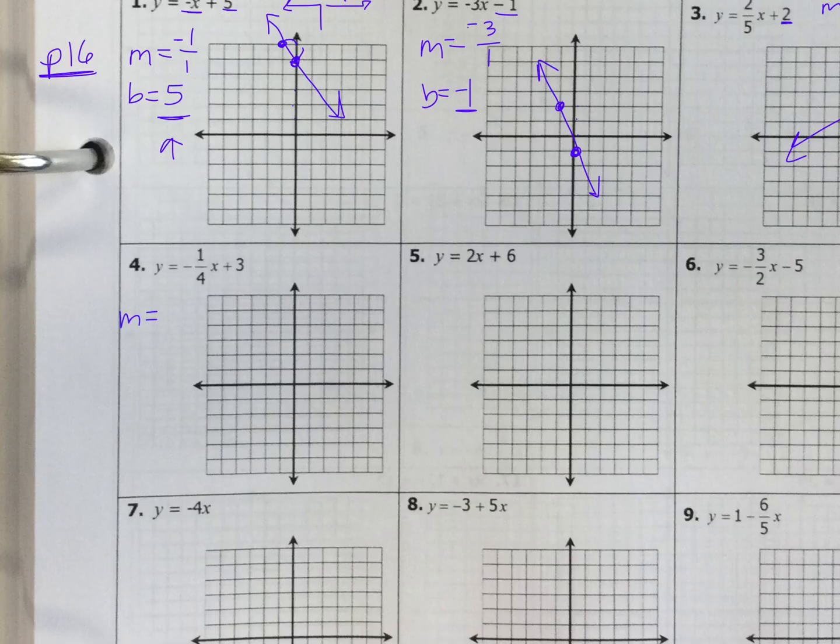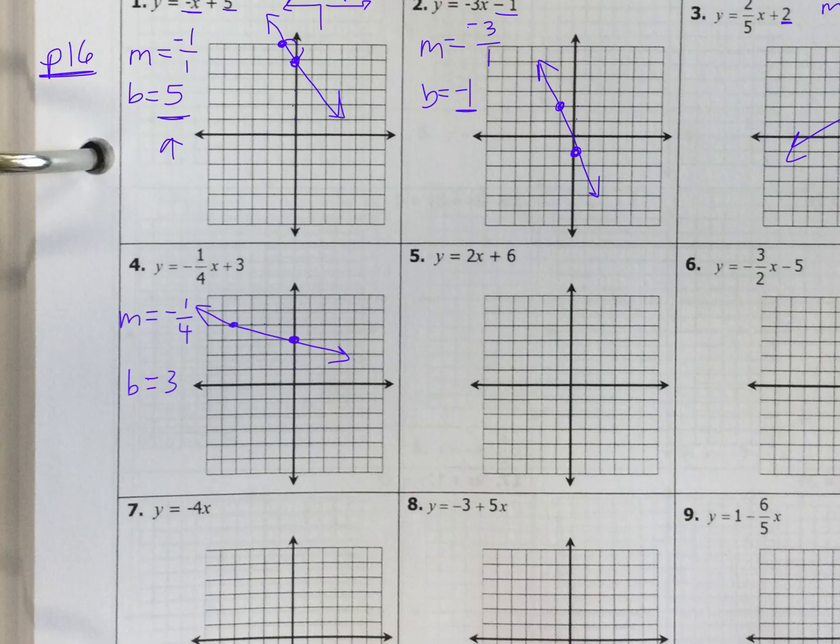M is negative 1 over 4. B is positive 3. 1, 2, 3. And then rise 1 to the left. 1, 2, 3, 4, because it's a negative. Draw your line. Okay? So you should be able to do that.